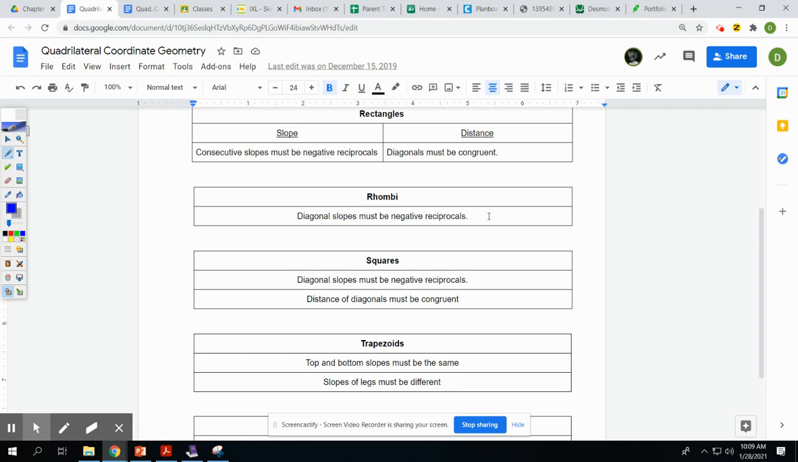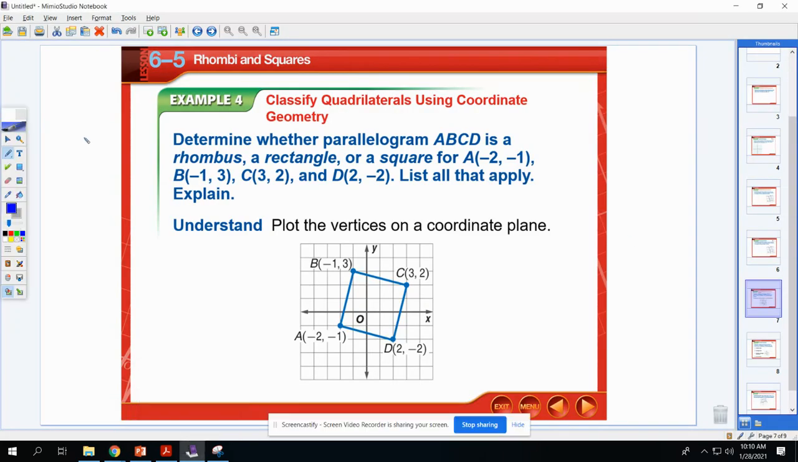But if we do have this and it does work out, our diagonal slopes are negative reciprocals, then we're going to test to see if it's also a square by looking at the distance of those diagonals. So first off, check here to see if our diagonals are negative reciprocals. Then check the distance to see if they are congruent, to see if we have a square. So let's go ahead and start off by drawing our diagonals. So AC would be one diagonal, BD, that's our other. We want to see here what the slope of these looks like.